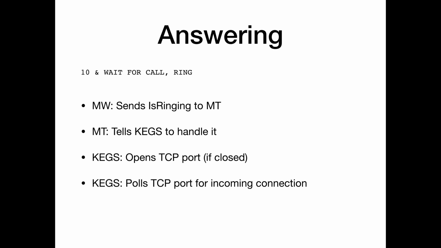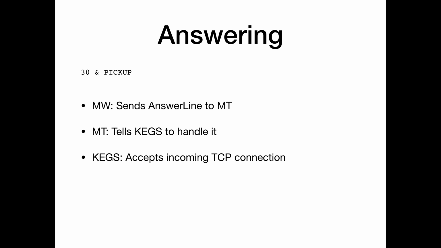When KEGS receives the is ringing message, it opens the TCP port if it was closed and this was the first message it's received for that. Then it polls the TCP port for an incoming connection. When KEGS receives the answer line message, it accepts the incoming connection.